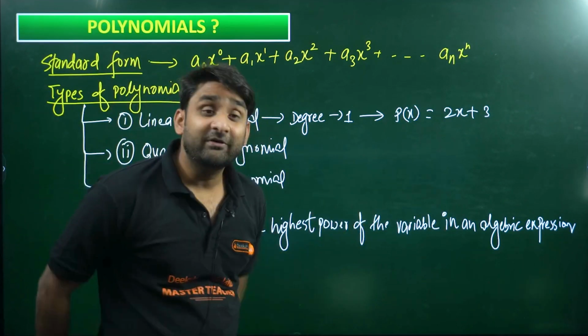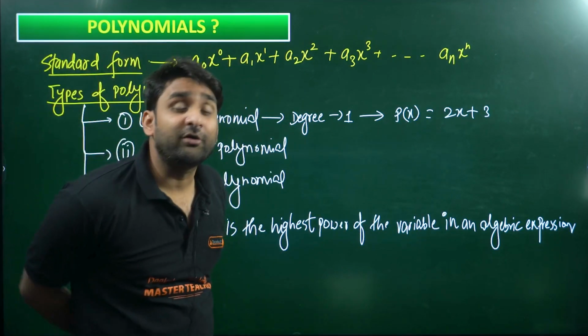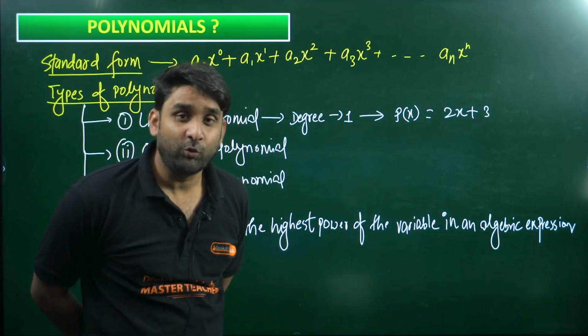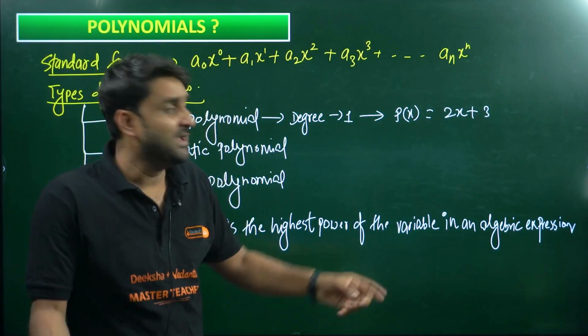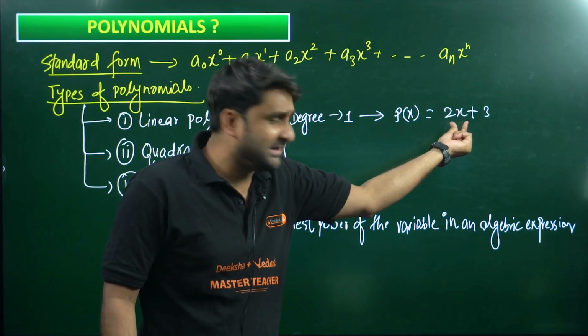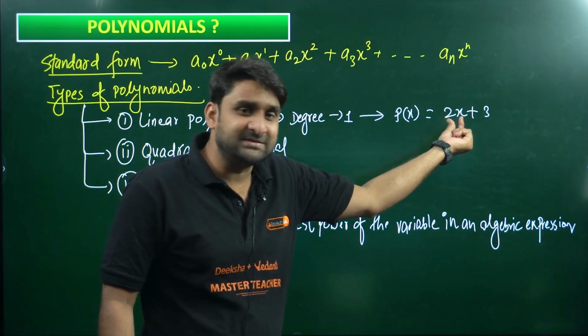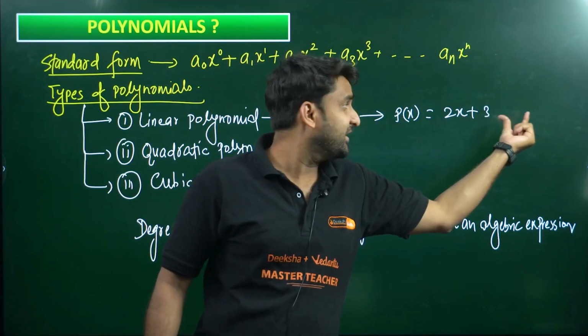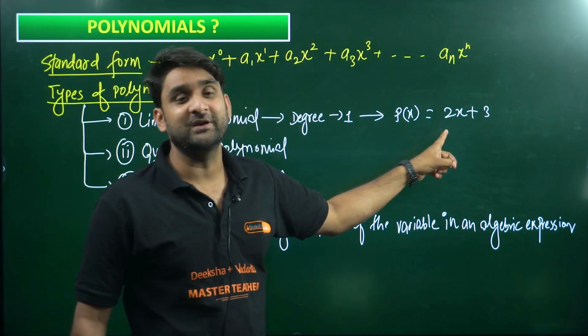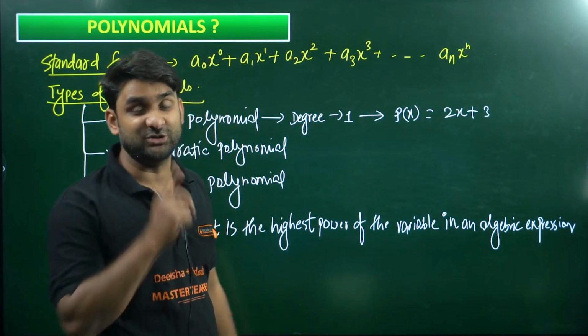So x will be the variable. And what is the power of x? The power of x is 1. If there is nothing, it means there is 1. Apart from this x, there is no other x. Only that x is present. So that will be the deciding factor of the nature of the polynomial.